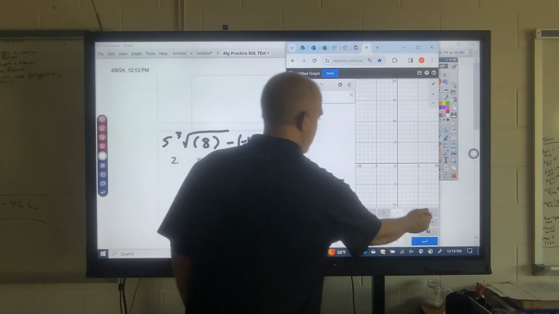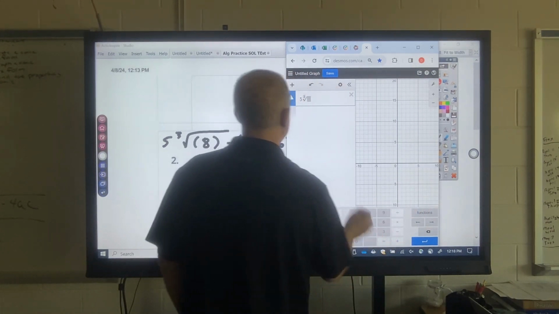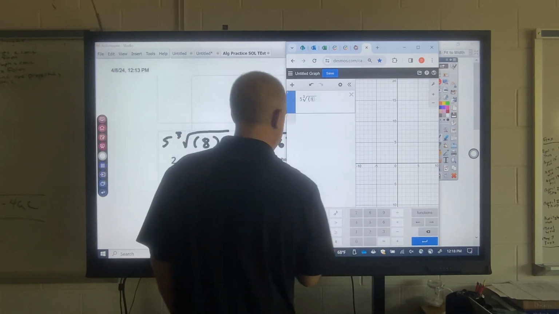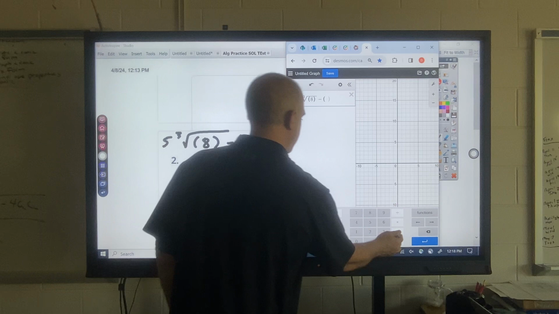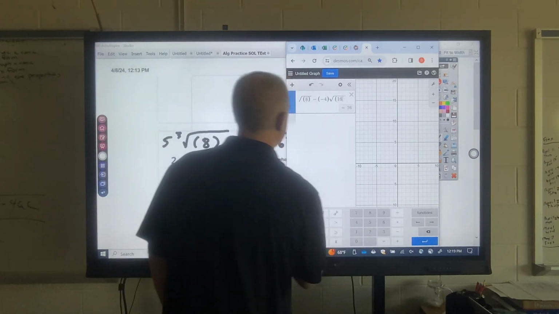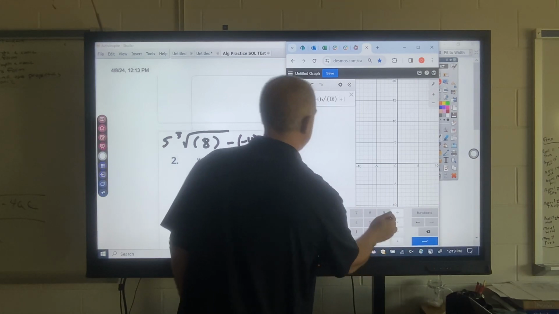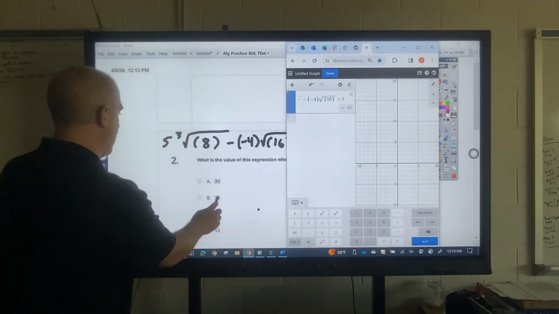5, cube root is under functions all the way down. Here, cube, click in there, 8, hit outside, minus, parentheses around negative 4, square root, parentheses 16, close them, click over here, plus 9. Okay, and that gives me an answer of 35. B.